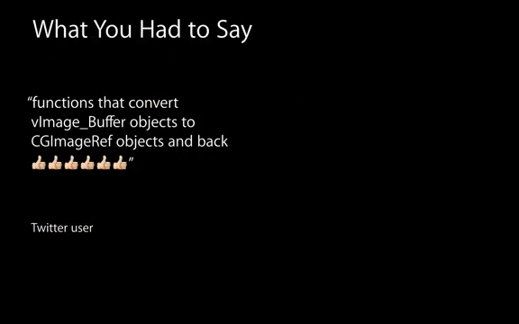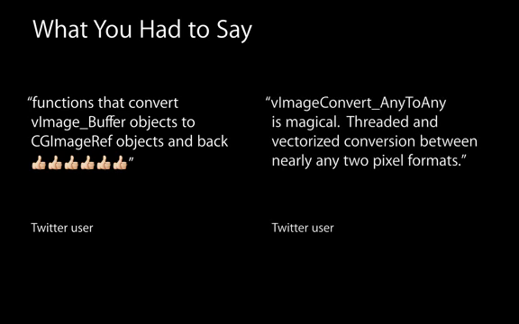You guys had some really great things to say about these two new features. One Twitter user said, functions that convert vImage objects to CGImage objects and back, thumbs up. Another Twitter user said, vImageConvert_AnyToAny is magical. Threaded and vectorized conversion between nearly any two pixel formats. We really appreciate the feedback. We're very happy that you guys are using this and find it useful. Please keep the feedback coming.